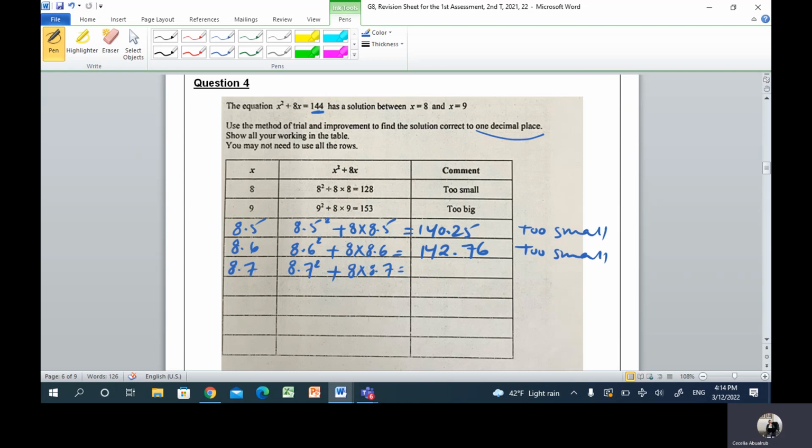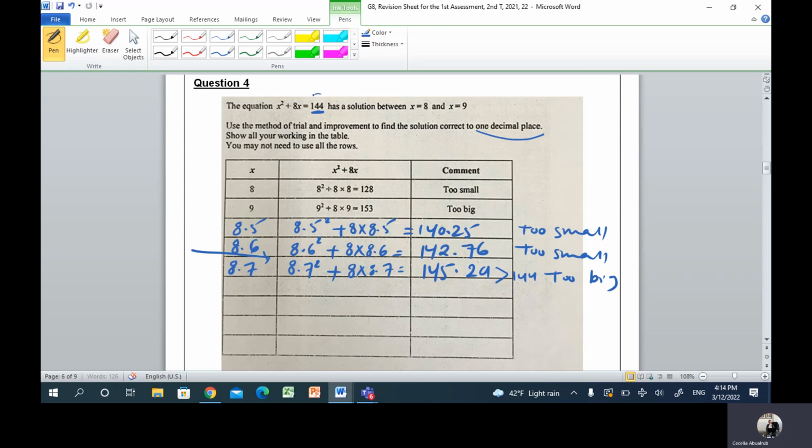Okay, and if you go to 8.7, 8.7 squared plus 8 times 8.7, the answer will be 145.29. All right, so now this is too big. It's greater than 144. So my answer will be somewhere here for x. So is x equal to 8.6 or is it equal to 8.7? I will take the answers.